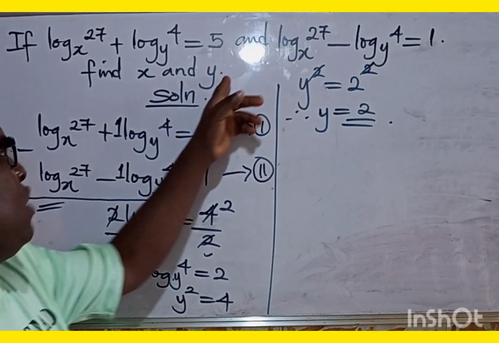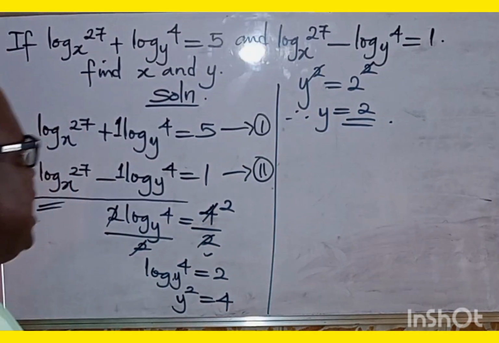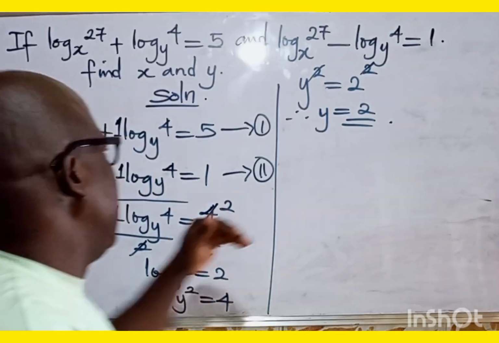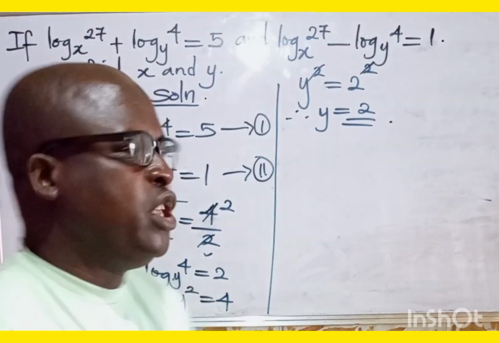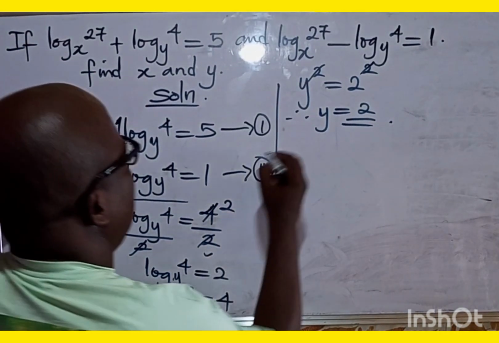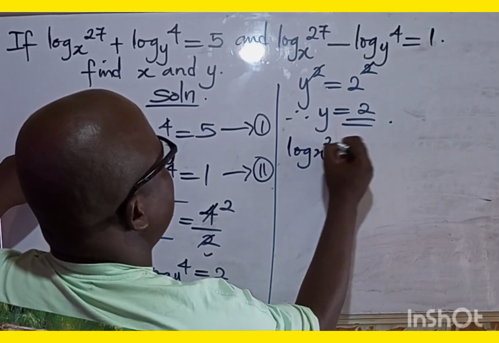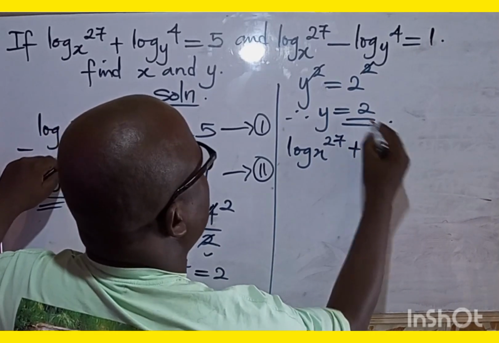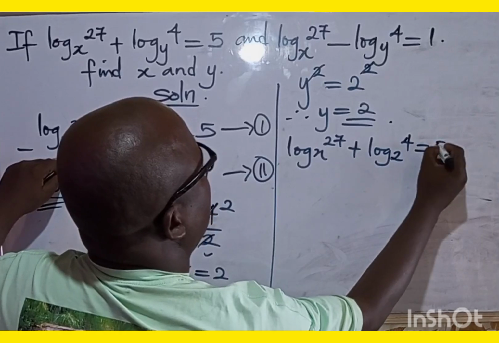So I have gotten the value of y. I now need to get the value of x. For me to get x, I am going to substitute the value of y into any of these equations, either equation 1 or equation 2. Let's consider equation 1. That means I will have log base x of 27 plus log base 2 of 4 is equal to 5.